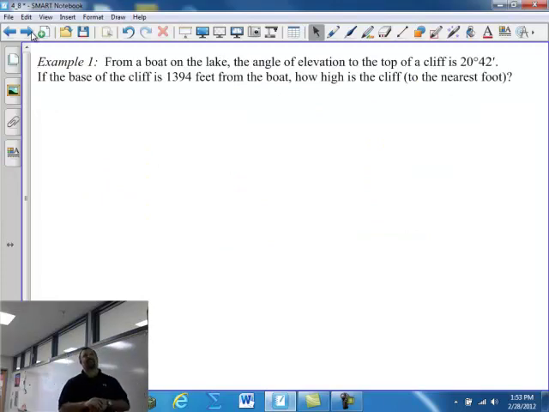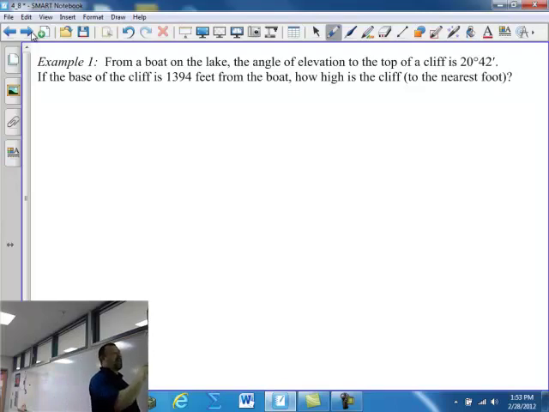Okay, first problem. From a boat on a lake, the angle of elevation to the top of a cliff is 20 degrees, 42 minutes. If the base of the cliff is 1,394 feet from the boat, how high is the cliff?